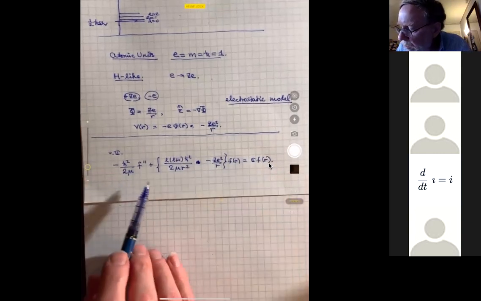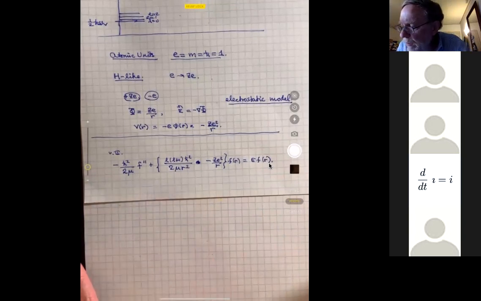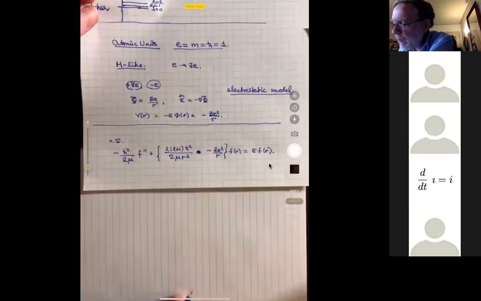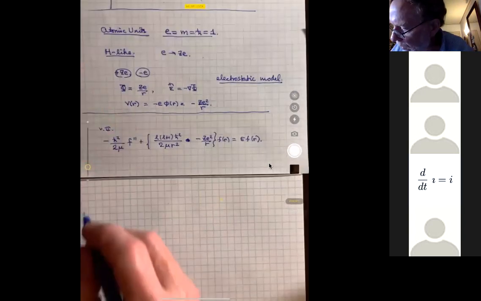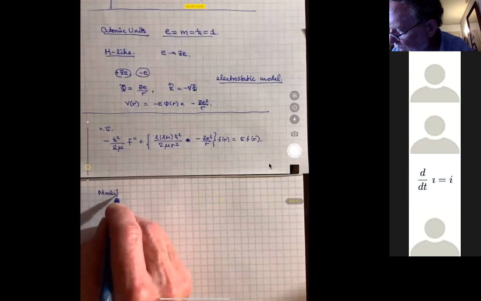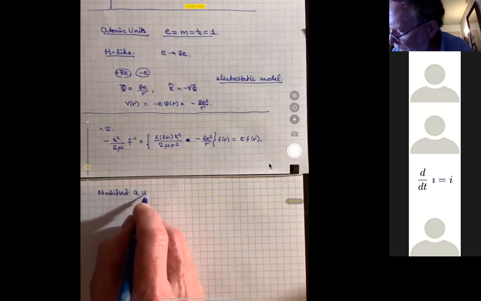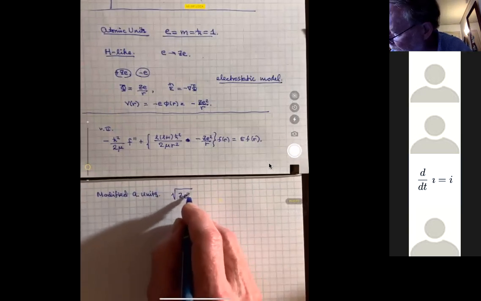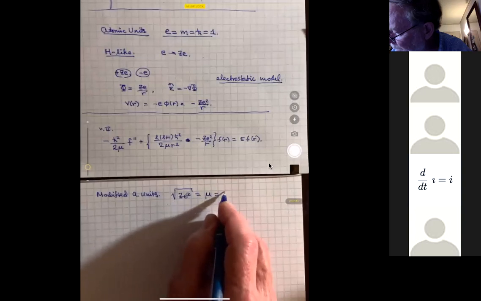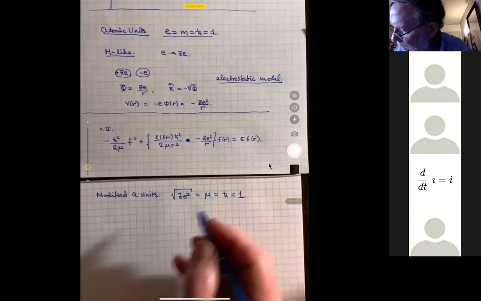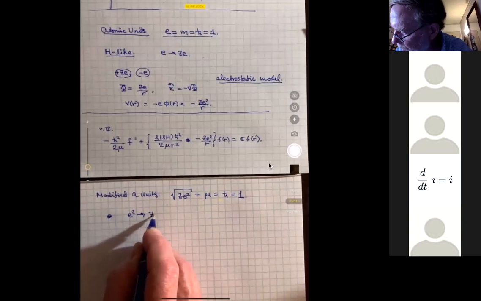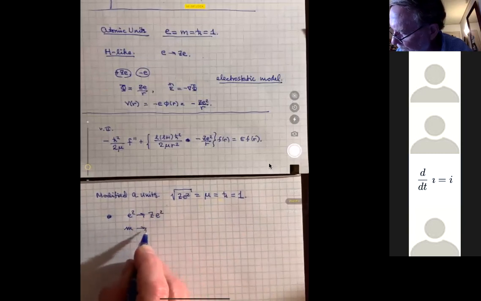Now, this equation, this radial equation, has its own clutter of constants, and it's convenient to clean them up. But atomic units aren't the best way of doing it. Instead, we want to use what I'll call modified atomic units. So let me tell you what modified atomic units are. Modified atomic units are given by taking the square root of Ze squared equal to the reduced mass equal to h bar equal to 1. In other words, they're obtained from atomic units by making the replacements e squared goes to Ze squared, and the true electron mass gets replaced by the reduced mass.